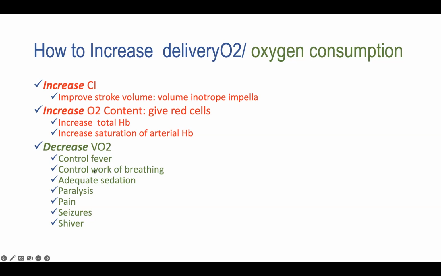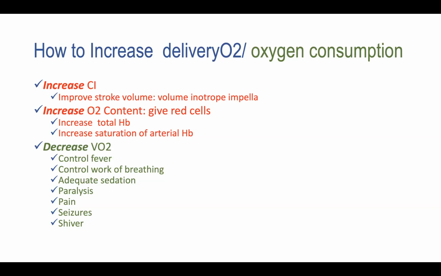And then this is the really great one. Control their fever. This is oxyconsumption. Control their fever. Make sure they're not working hard to breathe. Make sure the ventilator is supporting the patient and that the patient is not combative and dysynchronous with the ventilator. Get your therapist, put together a plan. Make sure they're adequately sedated and have adequate analgesia.